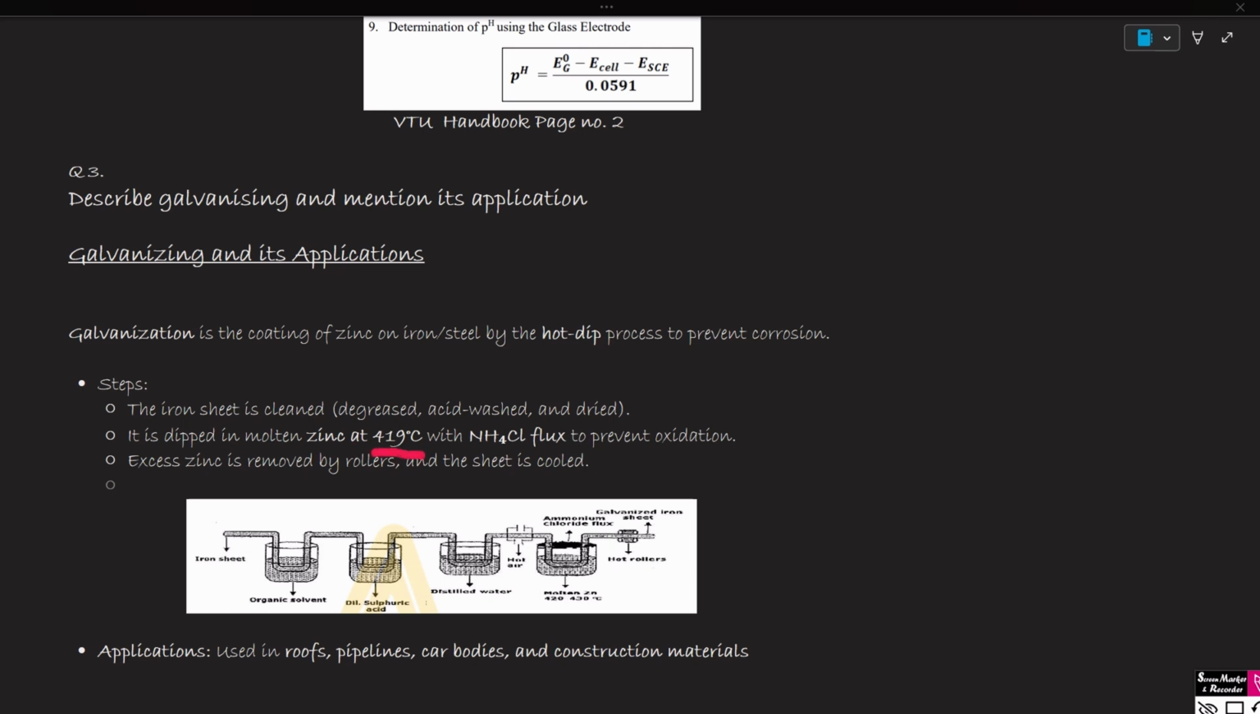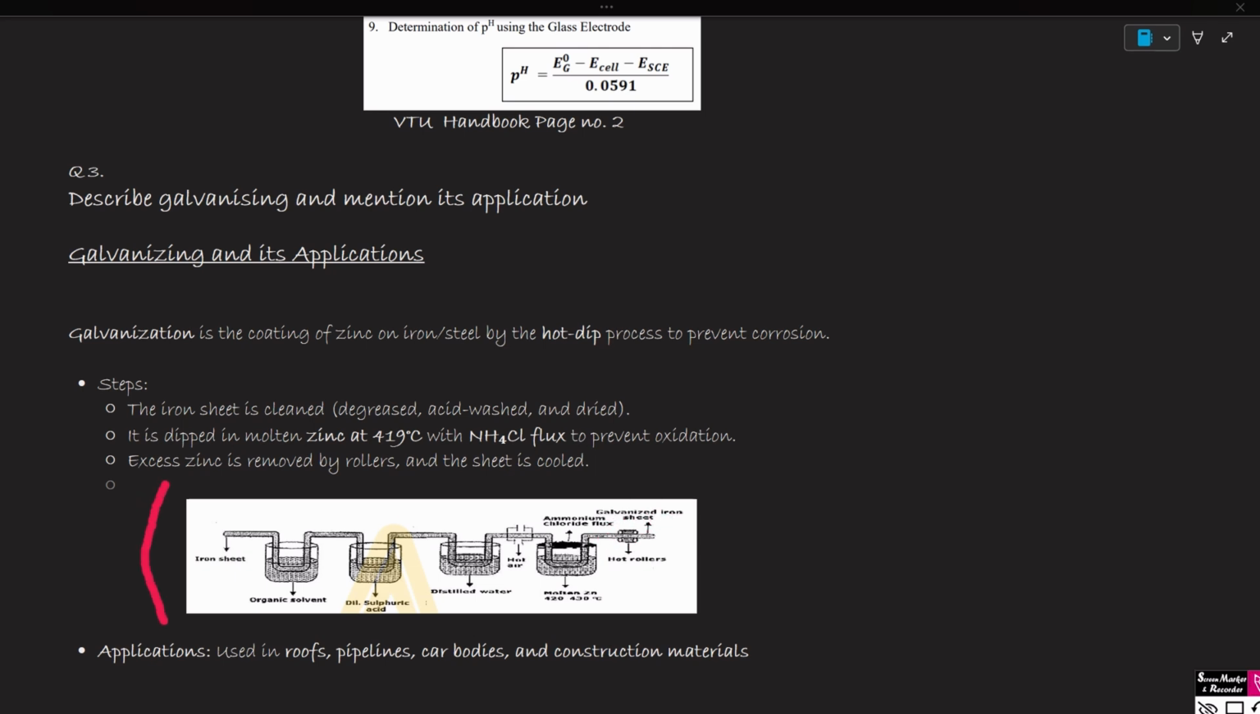This is important. You need to mention the degree, with NH4Cl flux to prevent oxidation. These are the processes here. First, the iron sheet goes under organic solvent. Later, it goes under dilute sulfuric acid, then distilled water and hot air, and the zinc molten at 419 degrees. Later, hot rollers, then the galvanized iron sheet is thrown out.